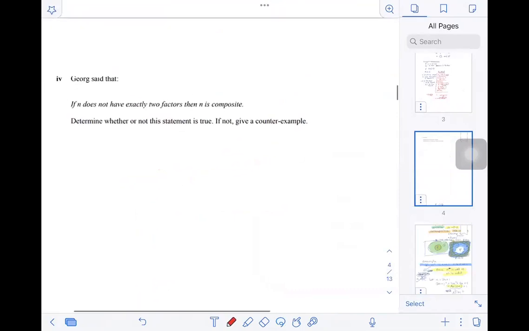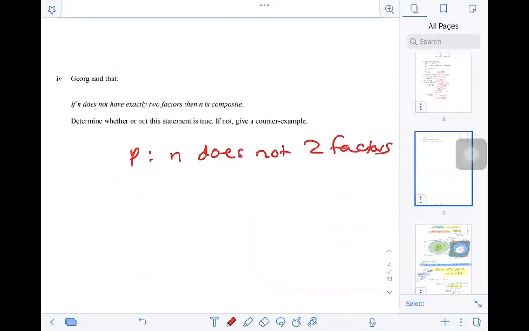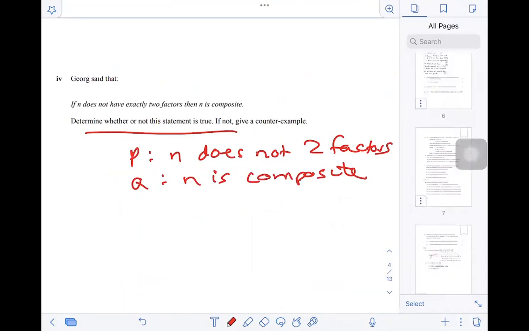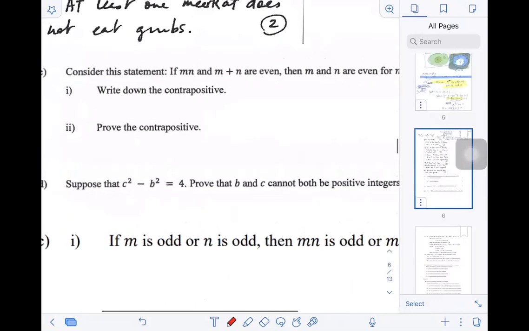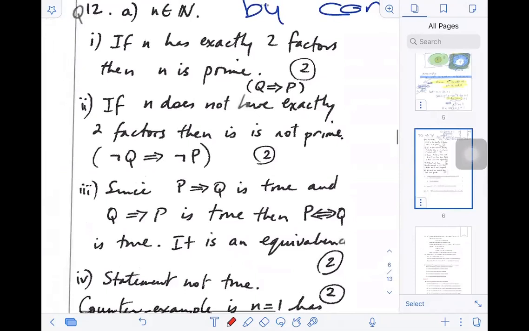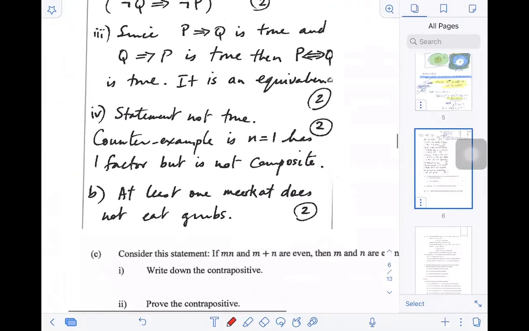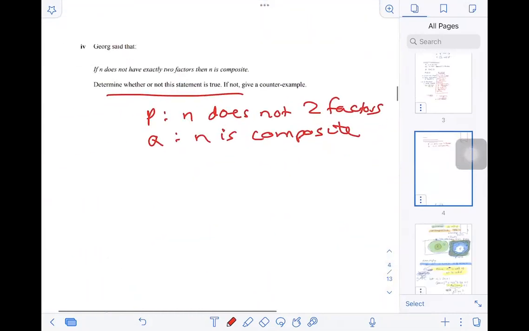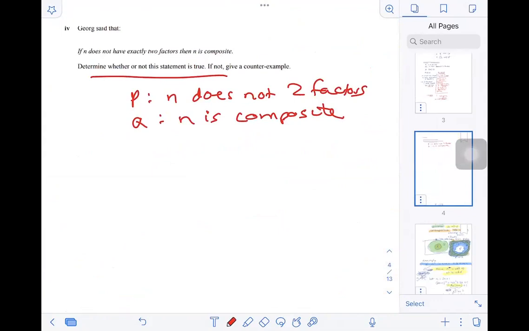Okay. So George, if n does not have exactly two factors, then n is composite. Okay, so P is n does not have two factors, and Q is n is composite. So determine whether or not this statement is true. And if not, give a counter example. Okay, so basically, if n does not have two factors, then it is composite. Now, is that true? Let's have a think about it.